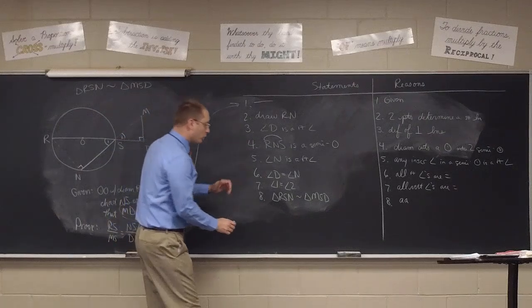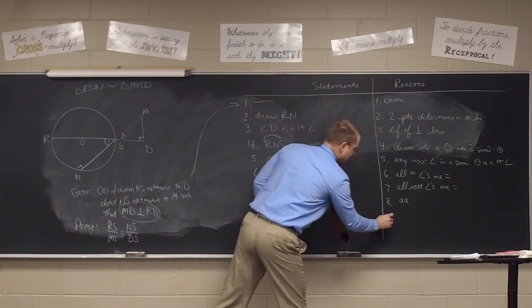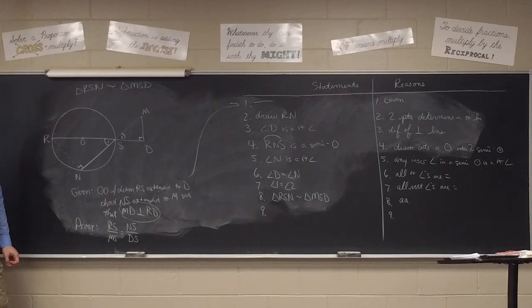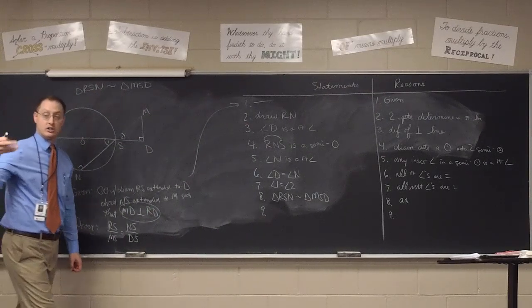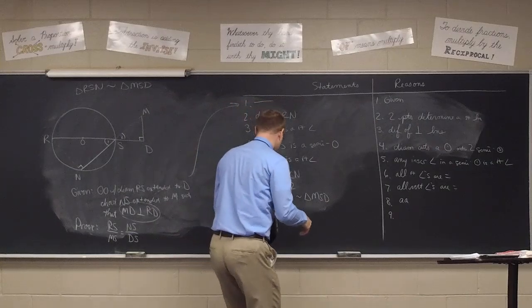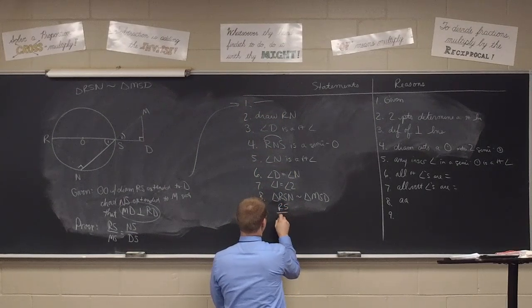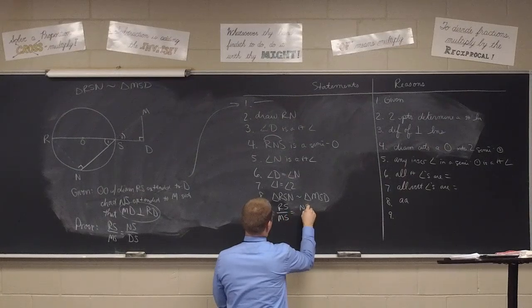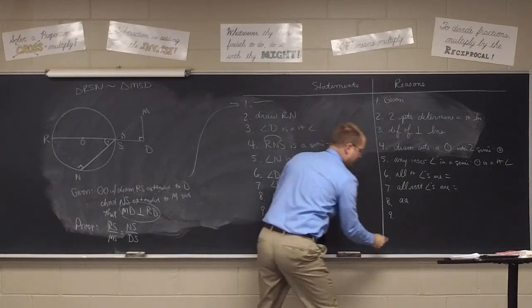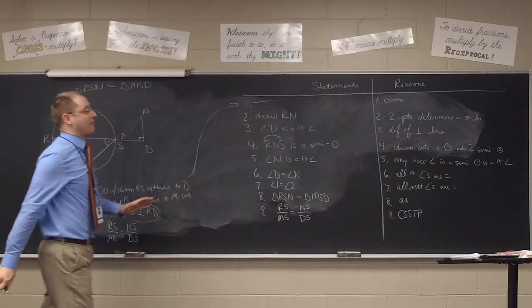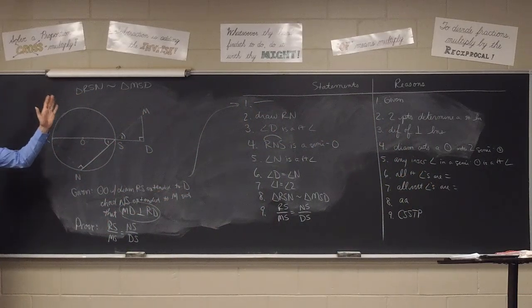And then again, the whole reason we got the triangles similar in the first place, Audrey, was so that we could get CSSTP, get our lines proportional. So for number 9, we should write by CSSTP. And there we go.